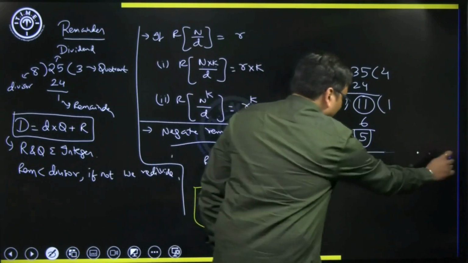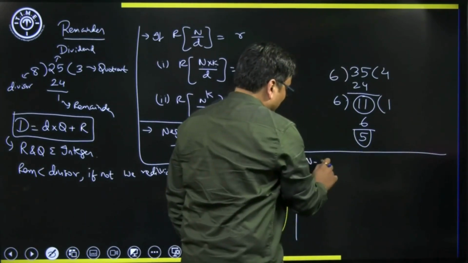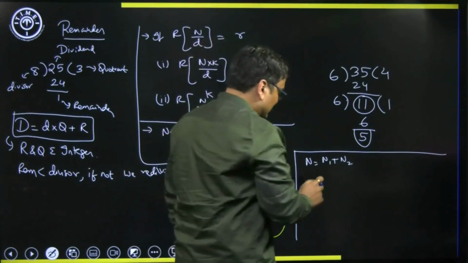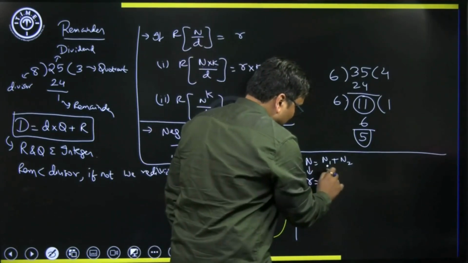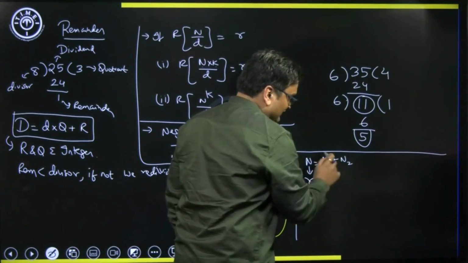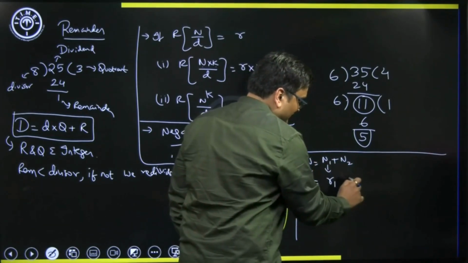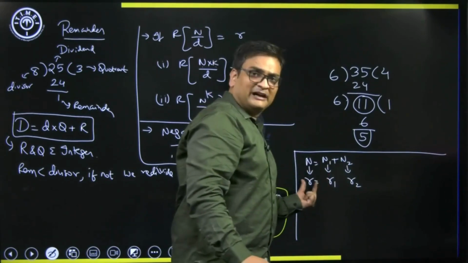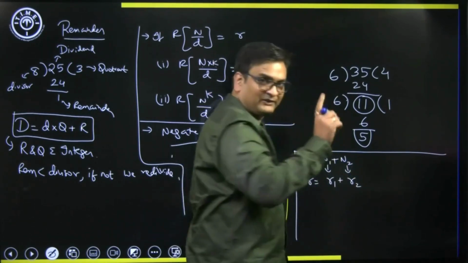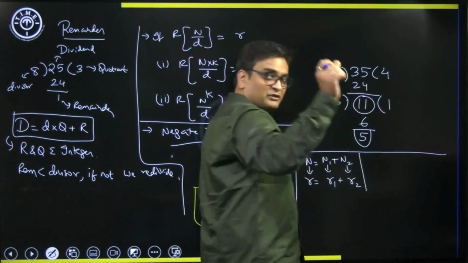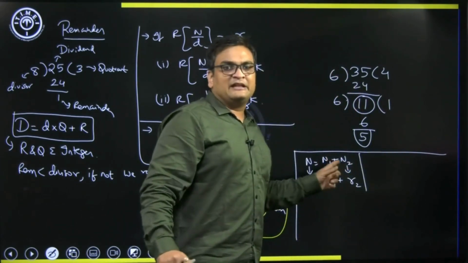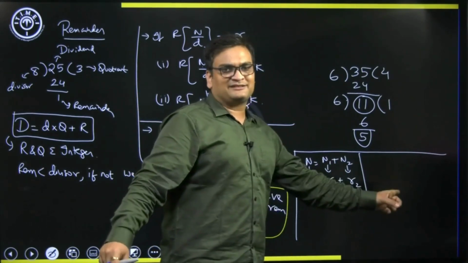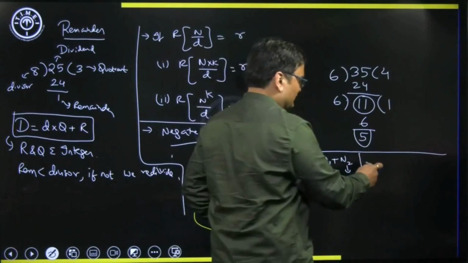One more point. If your number n is written as sum of two parts n1 plus n2, then the corresponding remainders, say n divided by d is r, n1 divided by d is r1, n2 divided by d is r2, suppose, then if n is equal to n1 plus n2, corresponding r will be equal to r1 plus r2 always. And one more thing, this is not true only for two numbers. Even if you break down n as n1 plus n2 plus n3, then r will be equal to r1 plus r2 plus r3. It could be for more numbers also.